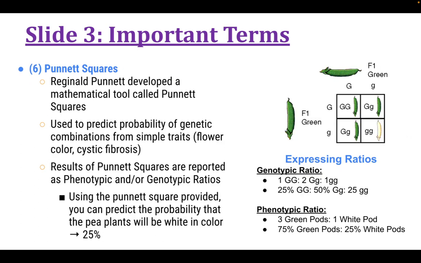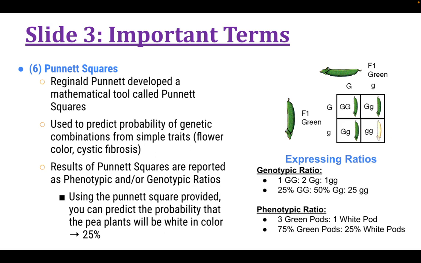Punnett squares are mathematical tools developed by Reginald Punnett, and they're used to predict probabilities of outcomes involving parental crosses. So if you're looking at one simple trait like pea pod color, as seen on this slide, you can use a Punnett square to predict the possible outcomes or phenotypes of that offspring, and their possible genotypes as well. We can express these results in the form of ratios.